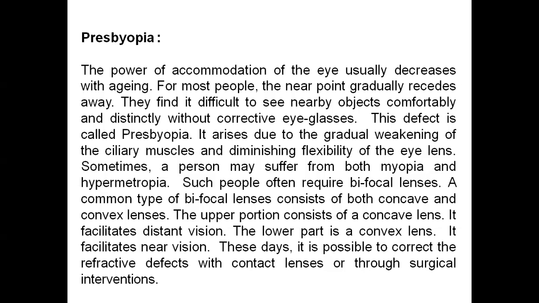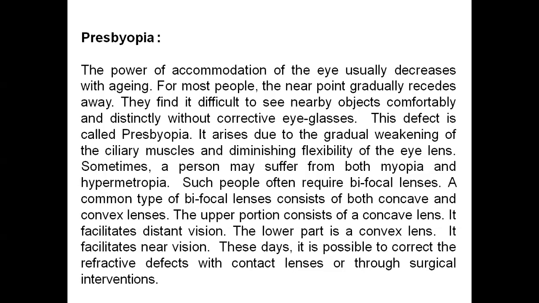It means the person is unable to see both near and long distances. This defect is called presbyopia. It arises due to the gradual weakening of the ciliary muscles and diminishing flexibility of the eye lens. Sometimes a person may suffer from both myopia and hypermetropia. Such people often require bifocal lenses.